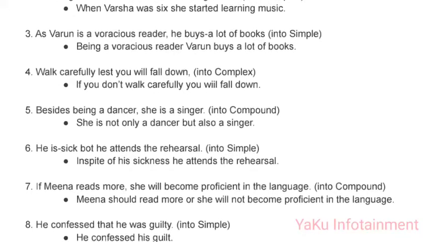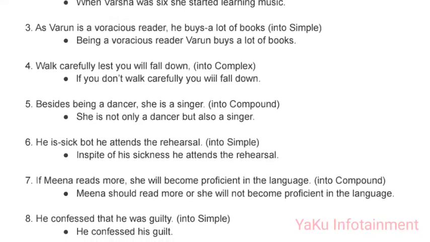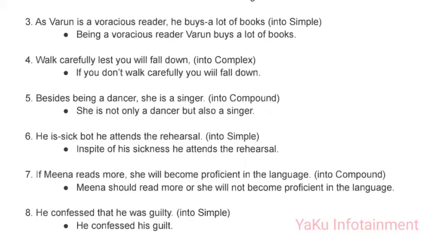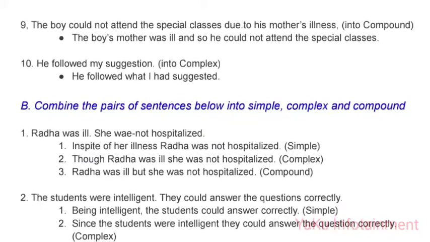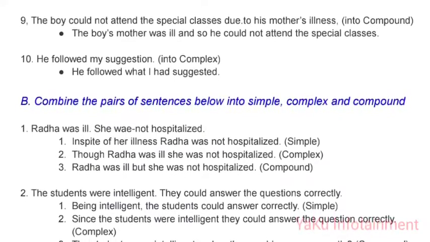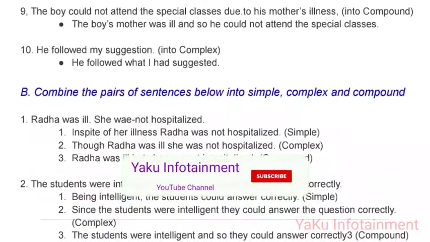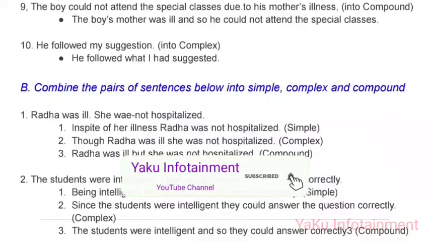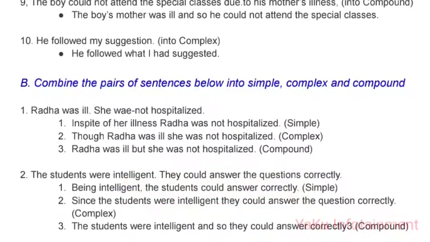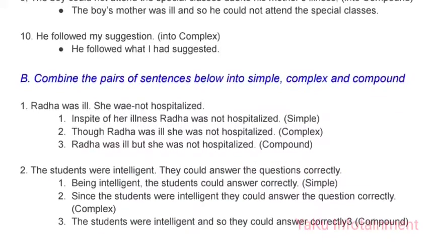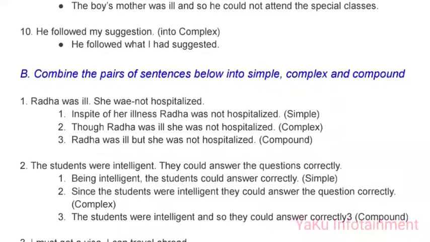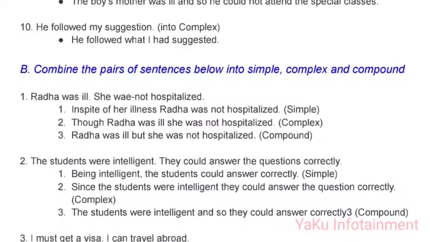8. He confessed that he was guilty. Into simple. He confessed his guilt. 9. The boy could not attend the special classes due to his mother's illness. Into compound. The boy's mother was ill and so he could not attend the special classes. 10. He followed my suggestion. Into complex. He followed what I had suggested.